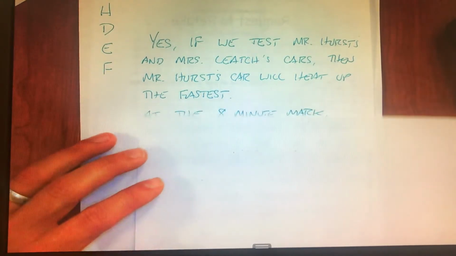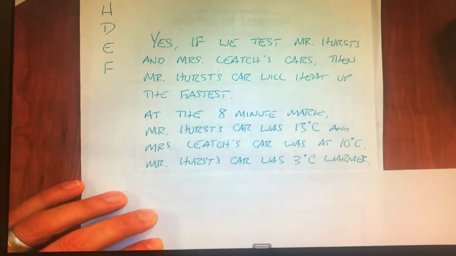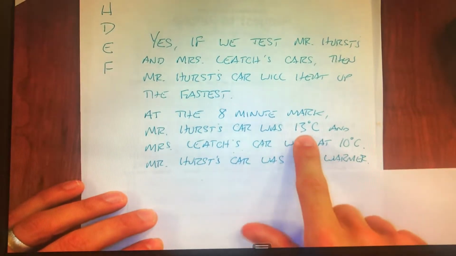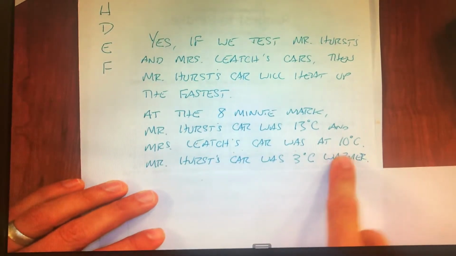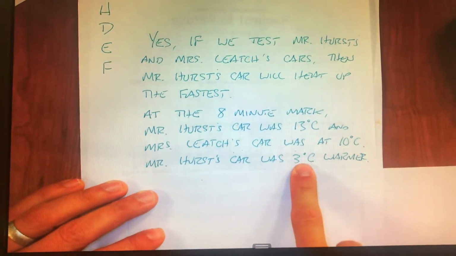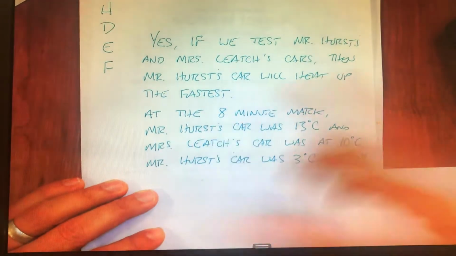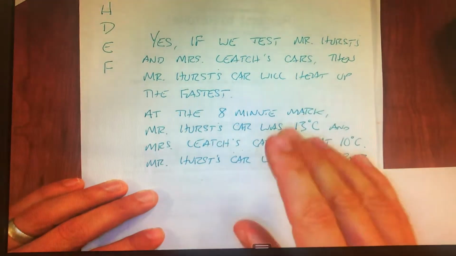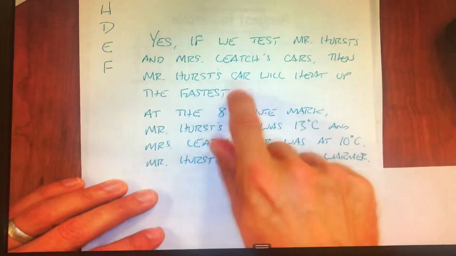Data, you have 3 pieces of data. There's lots of data to choose from. I chose this. I said at the 8-minute mark, Mr. Hurst's car was 13 degrees Celsius. Mrs. Leach's car was 10 degrees Celsius. So that's a difference of 3 degrees Celsius warmer for Mr. Hurst's car. Now that's because I chose the 8-minute mark. If you chose a different part, then fine, that's great, as long as you have 3 pieces of data that back up your statement here.